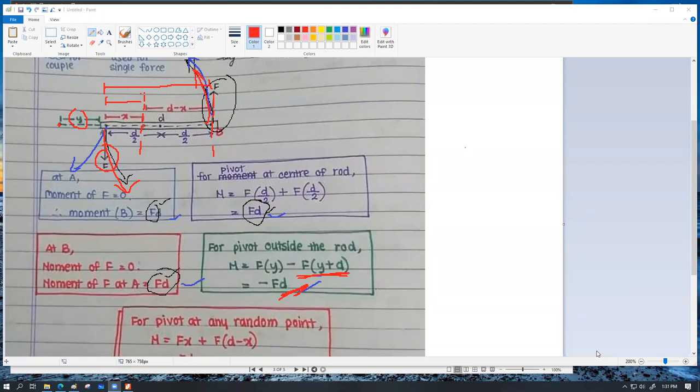But for a couple, that really does not matter, because we have two forces together producing the turning effect. So you can always get the same value as long as your calculation is not mistaken. That's the whole point of this discussion for the couple.